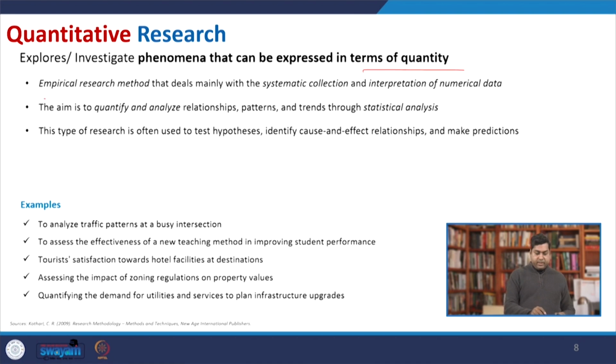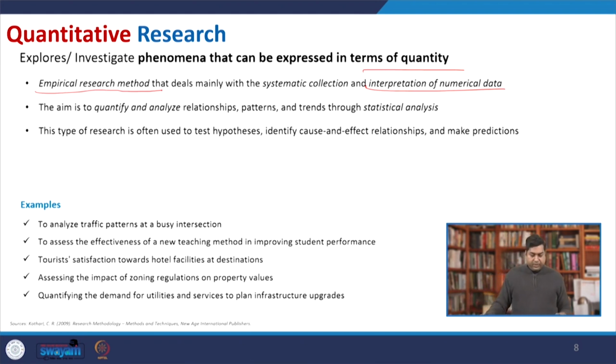Its characteristic is that it is an empirical research method that deals mainly with the systematic collection and interpretation of numerical data. For example, I just count something, that the rainfall is 20 mm, or that on a particular highway the vehicles' average speed is around 80 kilometers per hour. We take that data through a camera or a radar gun and try to work out the maximum percentage of vehicles achieving this speed, or which vehicles were below the average.